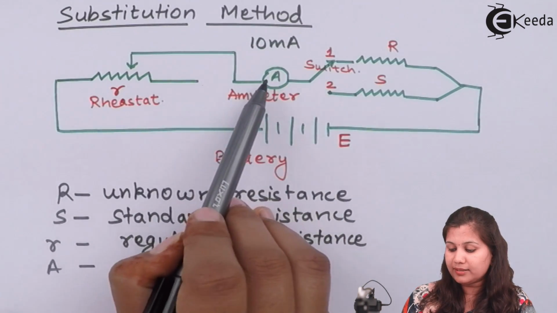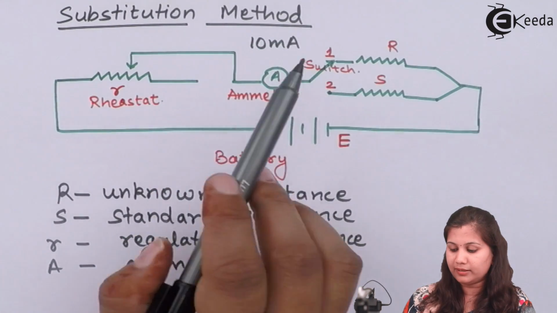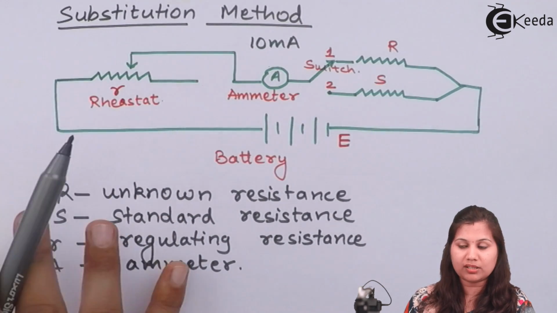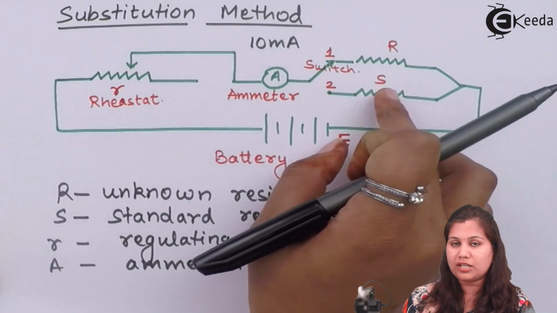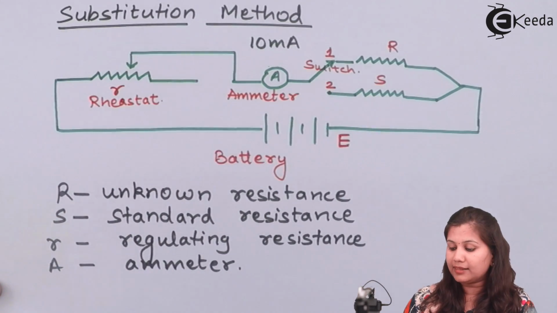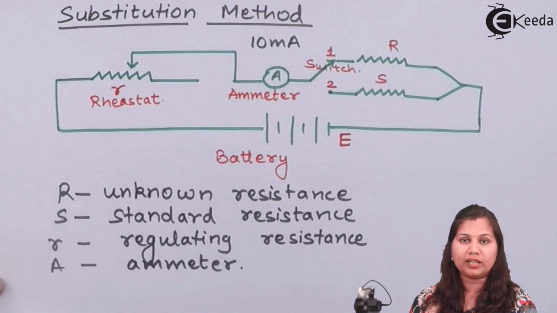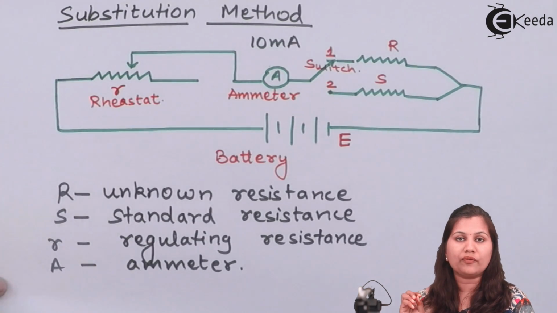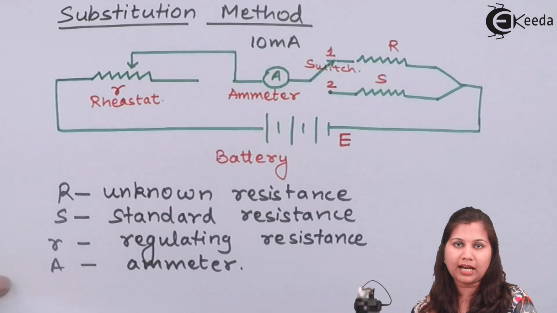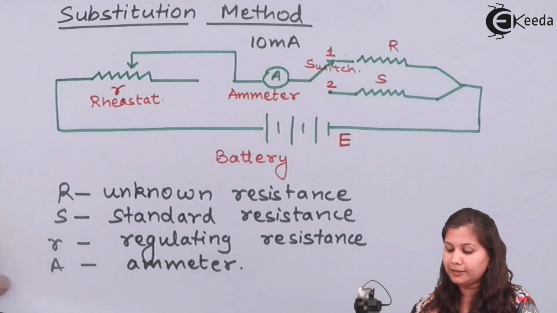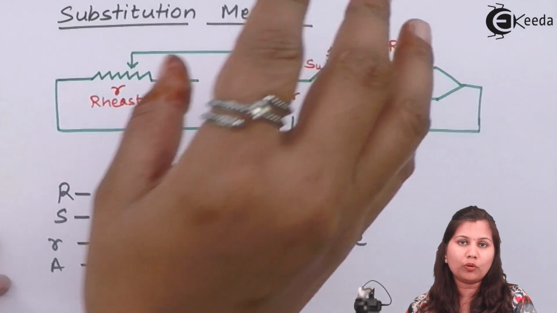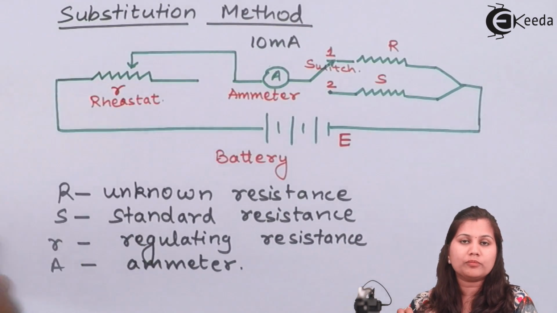Now when the current is again constant at 10 milliamperes, the rheostat we have not changed its settings. So now we will change the settings of this standard resistance. In the standard resistance we have various dial resistors. So every time we are going to change the value of this standard resistance. Suppose that we put here a value like 10 ohms, or 11 ohms, 12 ohms.